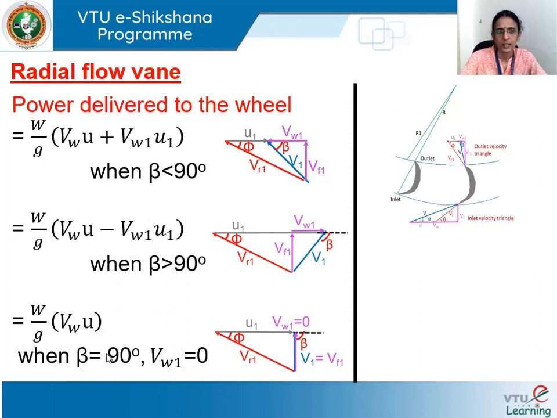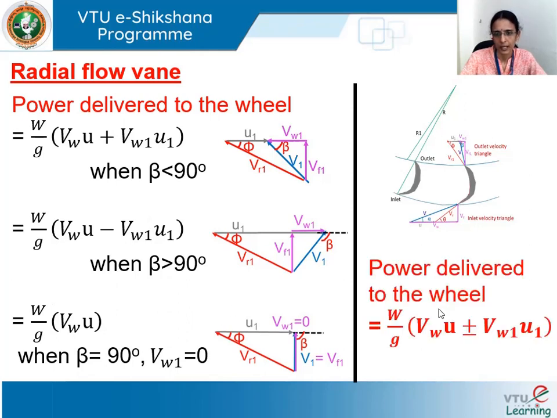So, taking these three cases, we can write the generic expression for the power delivered to the wheel as: power, or work done per unit time, is equal to W by G into VW U plus or minus VW1 U1. Depending upon the jet angle at the outlet, we need to choose the appropriate sign here.